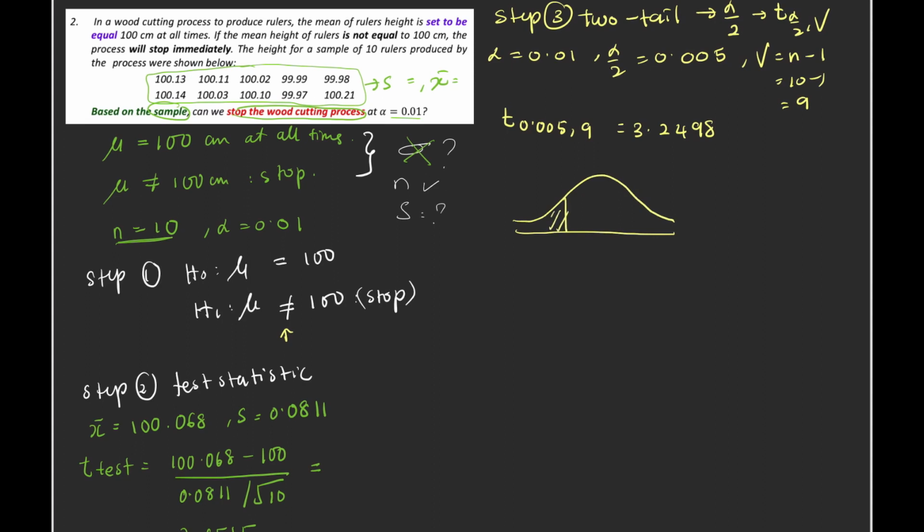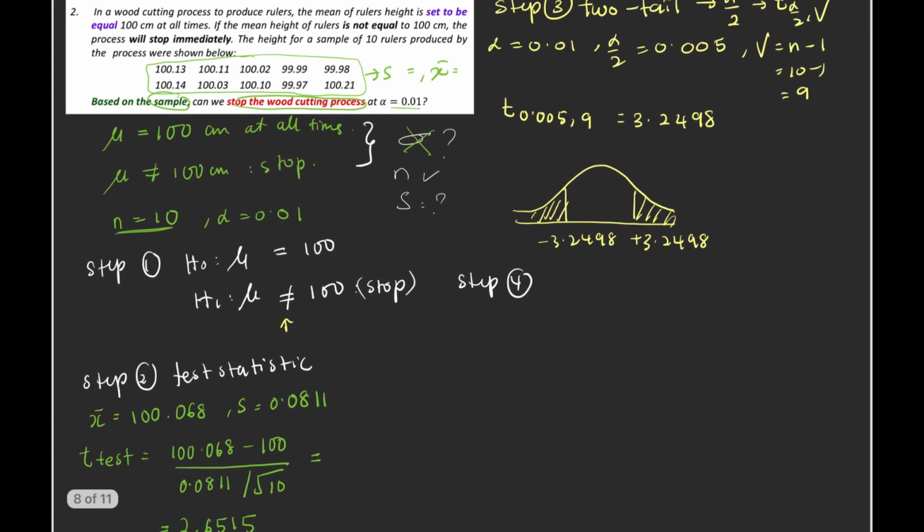Two shaded regions. Put negative and positive sign. So, positive 3.2498, negative 3.2498. Okay, and then step 4.